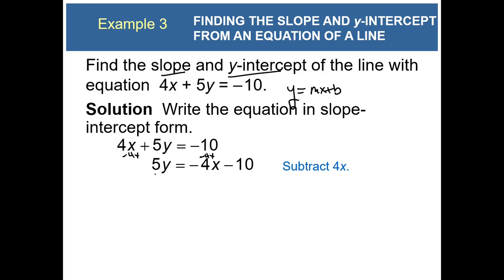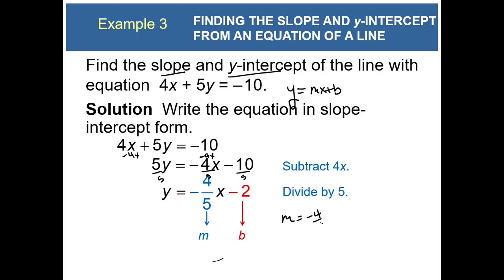Let's also divide everything by 5. And that reduces to y equals negative 4/5 x minus 2. And the slope is here, the number in front of the x, so m equals negative 4/5. And the b is going to tell me the y-intercept. The y-intercept is 0, negative 2.